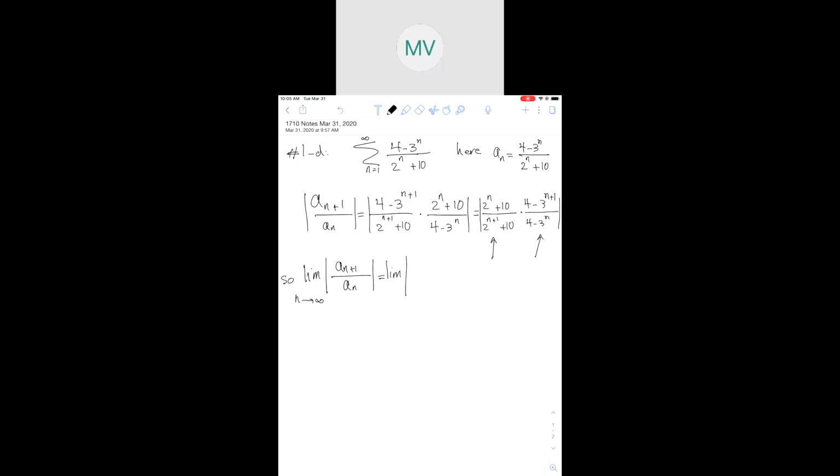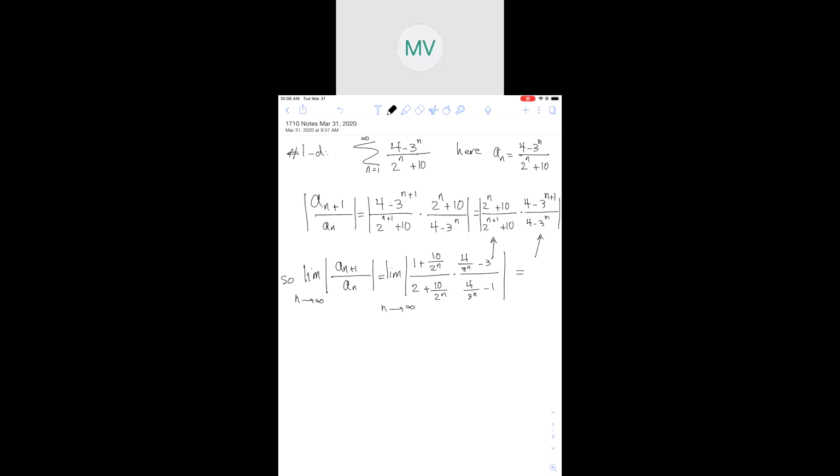You can simply, for example, divide the first fraction everything by 2 to the n. So we get 1 plus 10 divided by 2 to the n, 2 plus 10 divided by 2 to the n, and then 4 divided by 3 to the n minus 3, and then 4 divided by 3 to the n minus 1. Right?